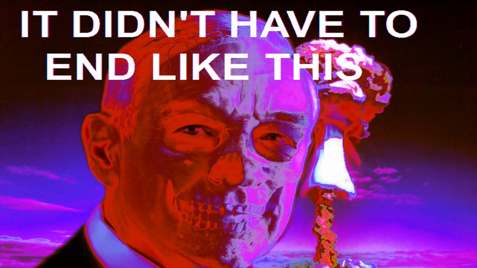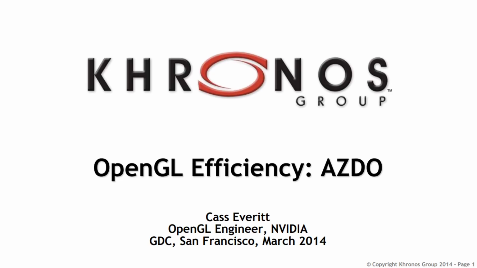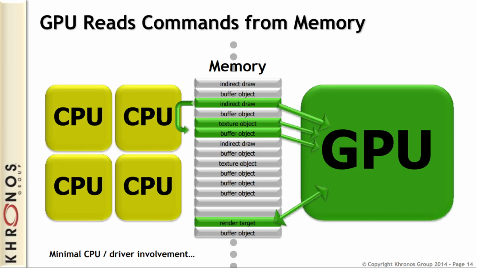So it actually didn't have to end like this. There was another way. In 2014, Khronos Group gave a talk that didn't get much attention at the time. It was called OpenGL Efficiency: Approaching Zero Driver Overhead. In this talk, they laid out a strategy to basically minimize the CPU overhead of a renderer. This is a multi-threading model for OpenGL. Basically, the way I do things is a little bit different. I think my approach is better, but same basic idea.